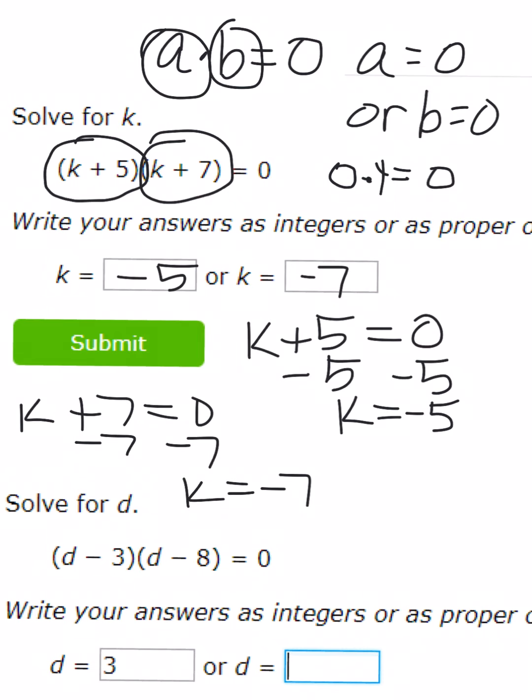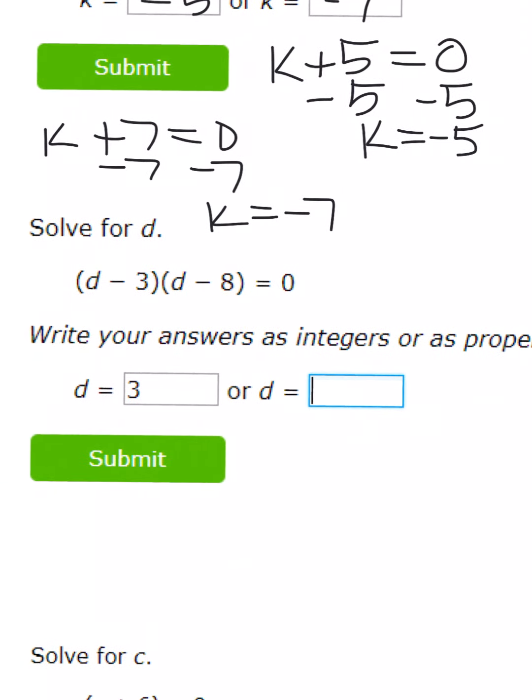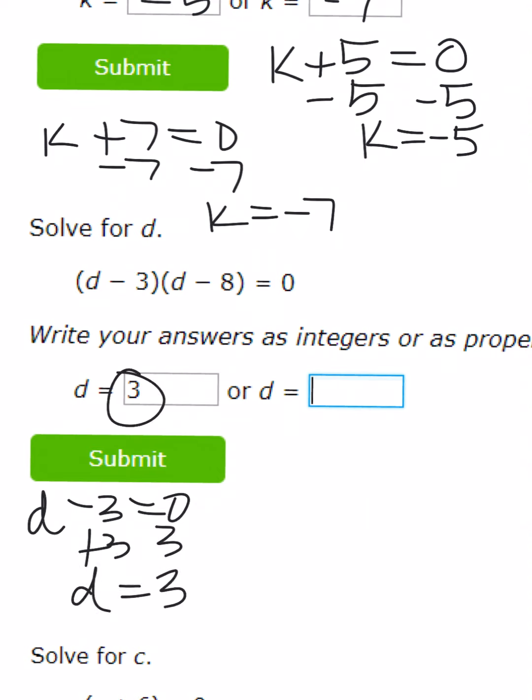Another way you can look at it is whatever we have in the binomial here. If you have a plus 5, your answer is going to be -5. A plus 7, your answer is going to be -7. That's it. So coming to the next one, if I do the same thing, I set d minus 3 equal to 0 and solve, you add 3. So you get d equals 3. And as you see, I have that answer already in.